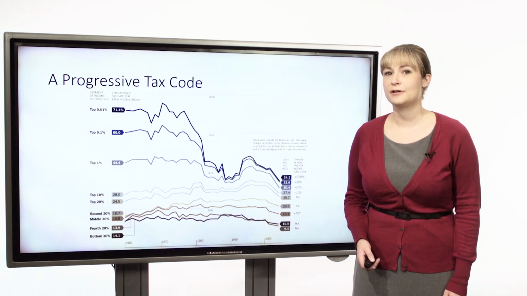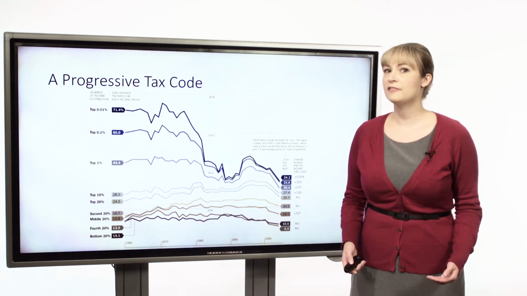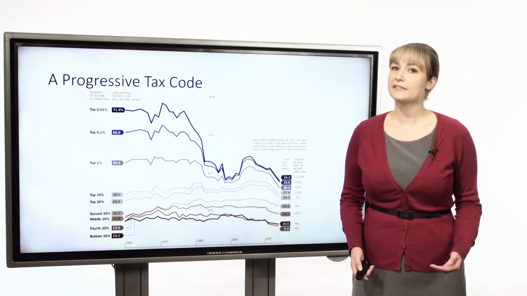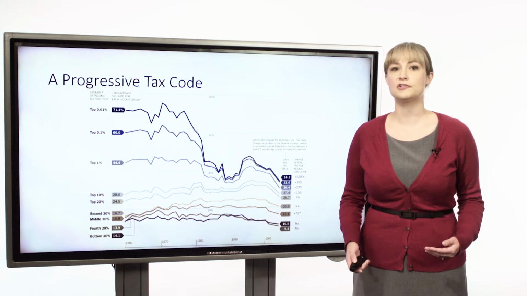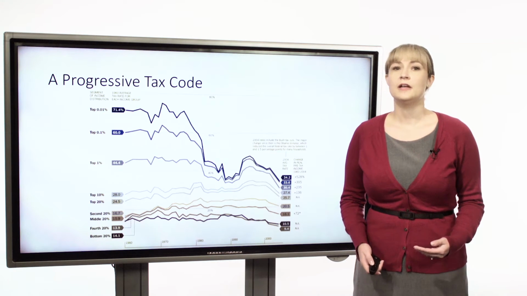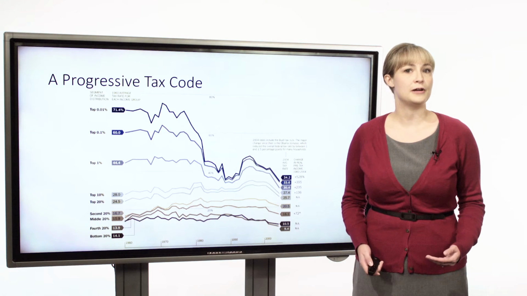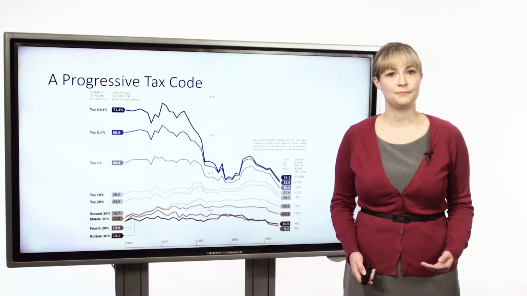How much does the federal government expect each American to pay in taxes? The answer depends on their income level. The tax code in the United States is progressive, with wealthier households paying a larger percentage of their income to taxes than poorer households. The top 20% wealthiest of Americans today pay around 85% of all tax dollars.